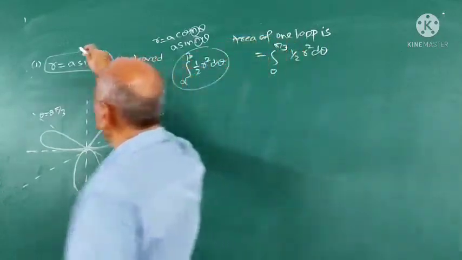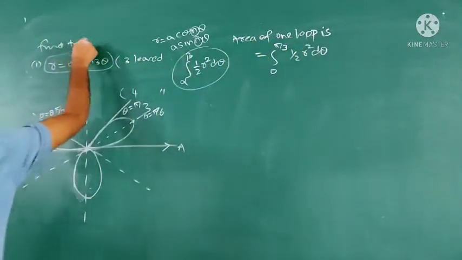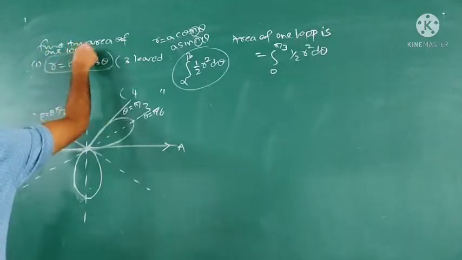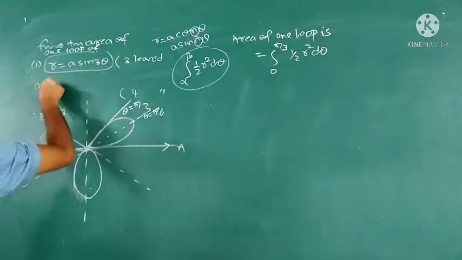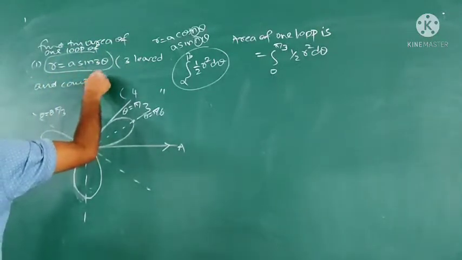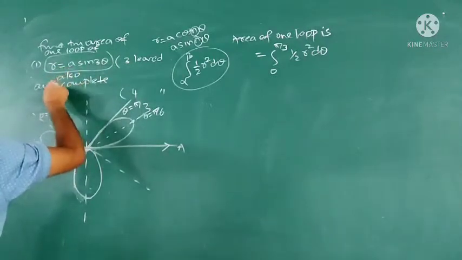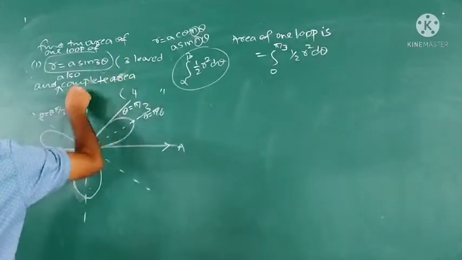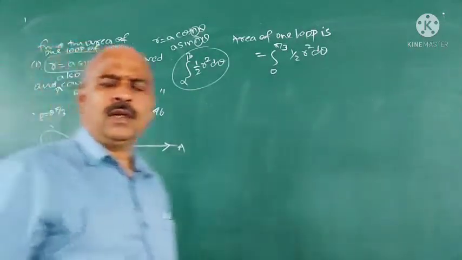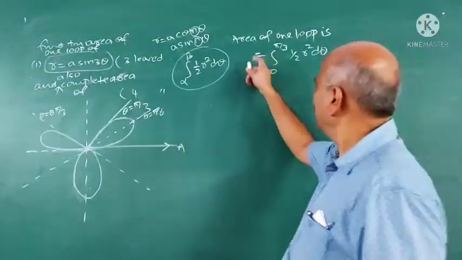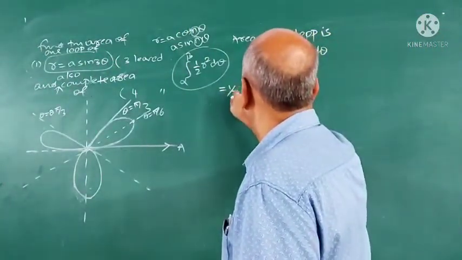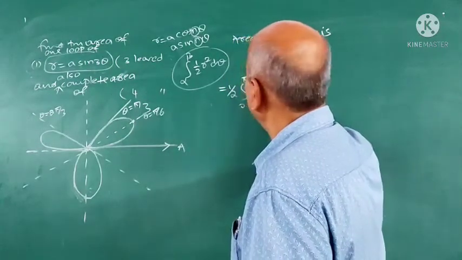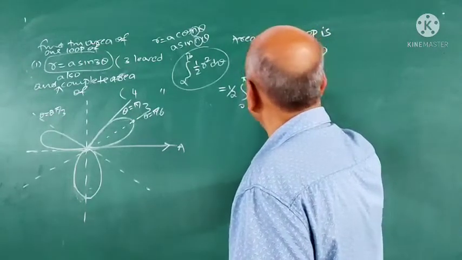What was the question? Find the area of one loop of this curve and the complete area of this curve. For one loop, θ varies from 0 to π/3, half r² dθ. Therefore, half integral 0 to π/3 of r². What is r²? a² sin² 3θ dθ.